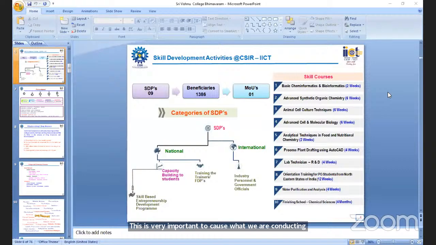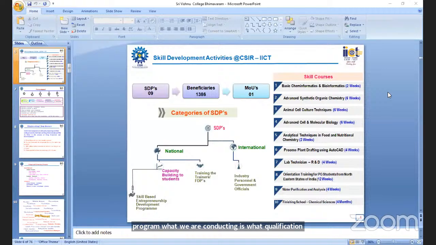And coming to PG students, we are getting them from the northeastern region. They come to CSIR IICT and undergo training for 12 weeks, particularly in chemistry. And another program we are conducting is water purification and analysis for 4 weeks for the engineering students as well as the ITI students.